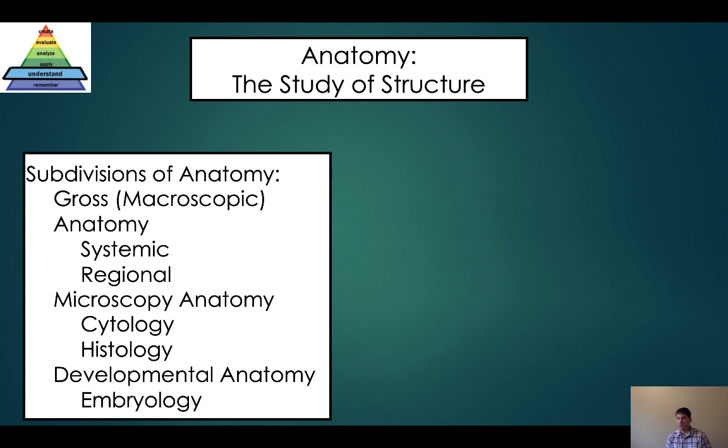Microscopic anatomy, so looking at cells and tissues and organelles and really small stuff that we need the use of microscopes. And then developmental anatomy is how do we develop over time? When we start from just a zygote, when a sperm and an egg come together, we start as a single-celled zygote and migrate into this organism that has trillions and trillions of cells.